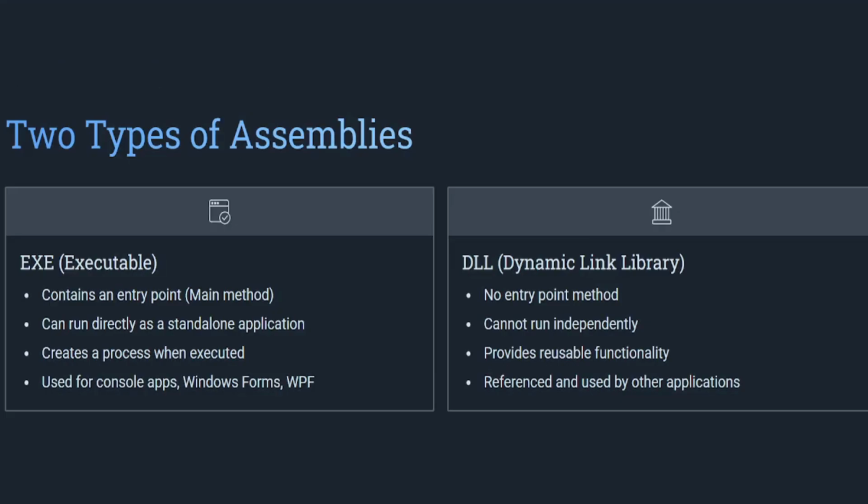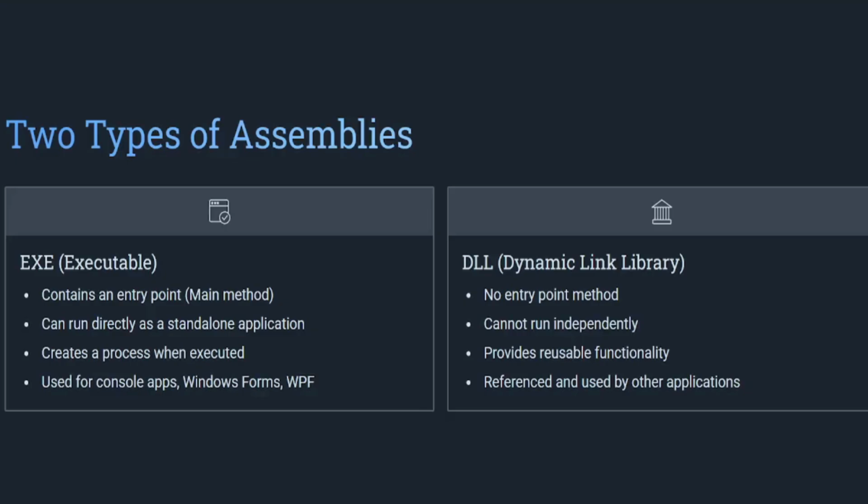Now, in .NET, we mainly have two types of assemblies. Let's start with the first one, EXE, executable. EXE is something you might already be familiar with. It is the file that can run directly. It has an entry point, usually the main method, which is where the program starts. So when you run an EXE, it actually starts the application and creates its own process, and you'll see this in things like console apps or Windows applications. In simple terms, EXE is your main application.